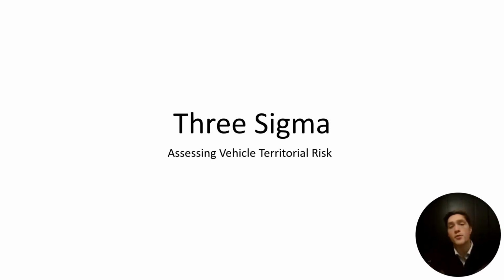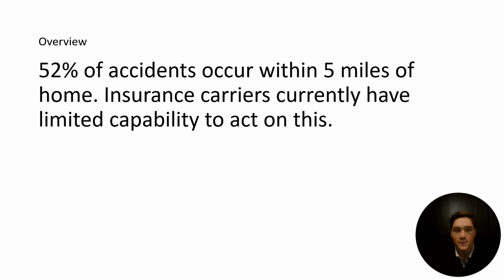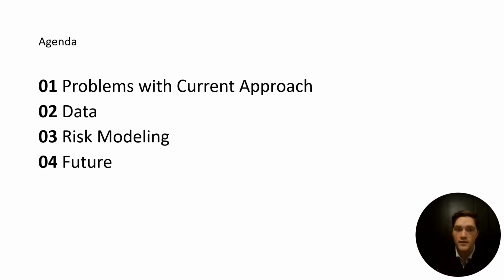So we are Three Sigma, and we are assessing vehicle territorial risk. How do we do that? Well, that's what we're going to talk about today. I think this is a pretty generally well-known statement, but 52% of accidents occur within 5 miles of the driver's home. But insurance carriers today currently have limited capability to act on this. Okay, what does that mean? We're going to dive into that in this presentation today.